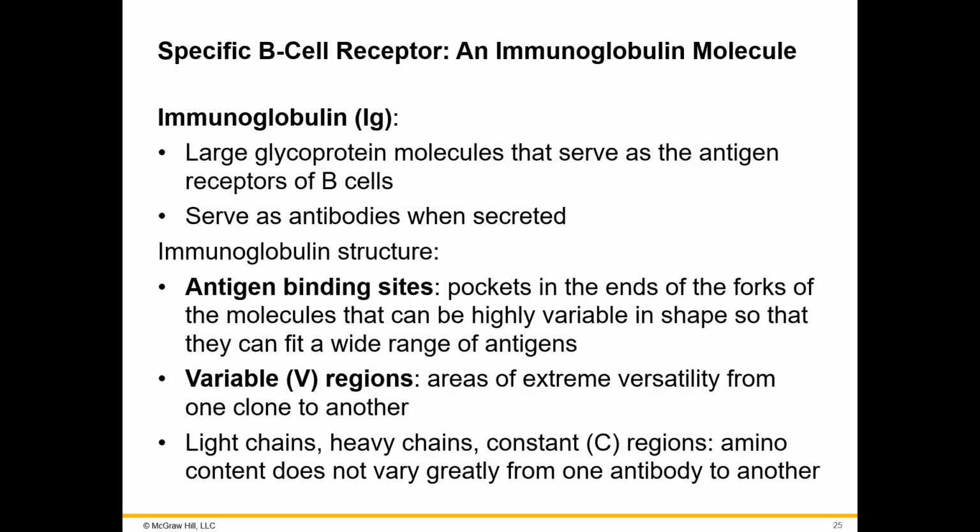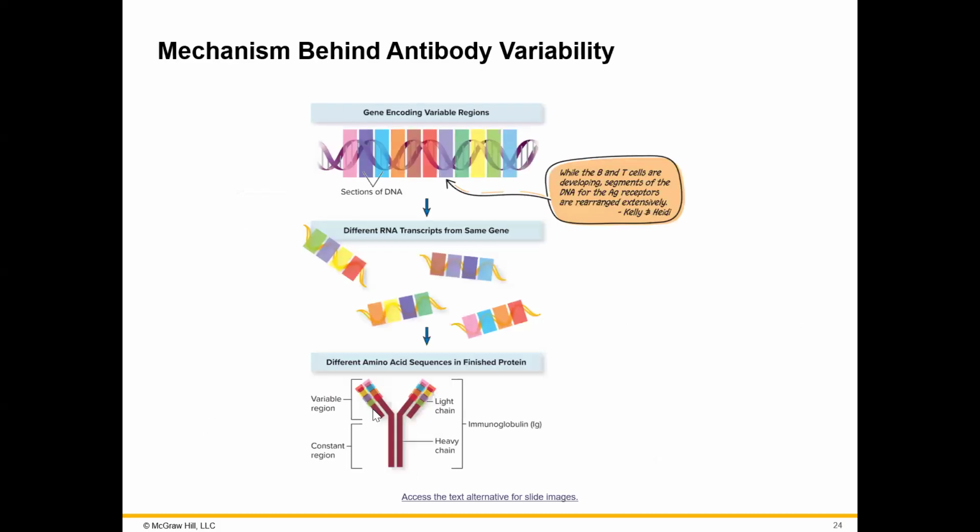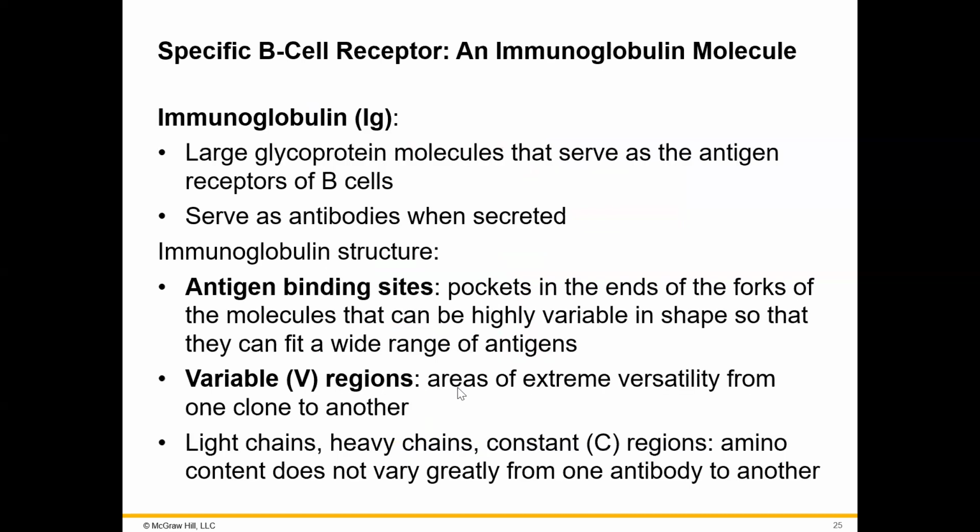So the remainder of the light chain and heavy chain, which you see here, the dark red part, that's the constant region. So that amino acid content does not vary greatly from one antibody to another. It's this part, the variable region, that varies a lot.